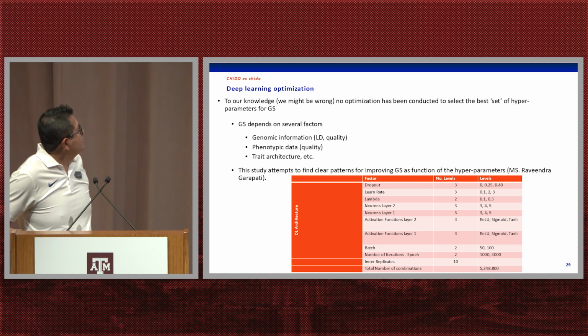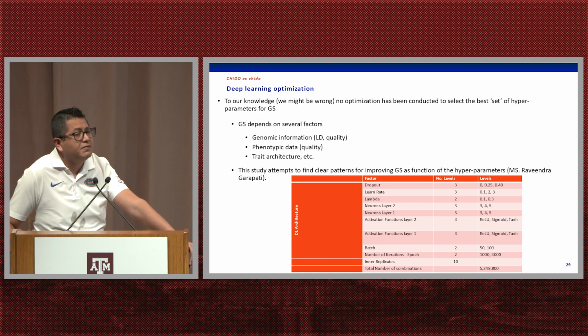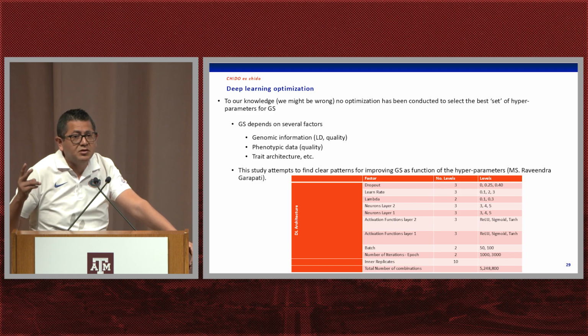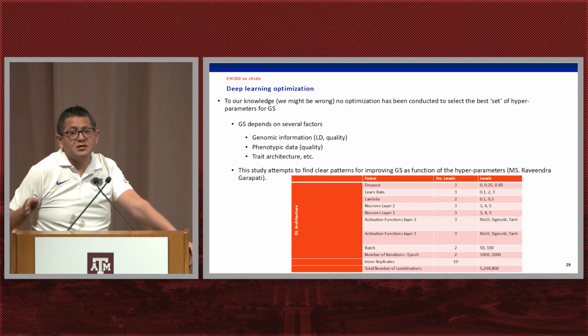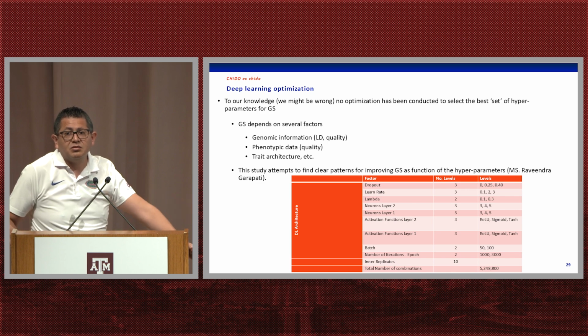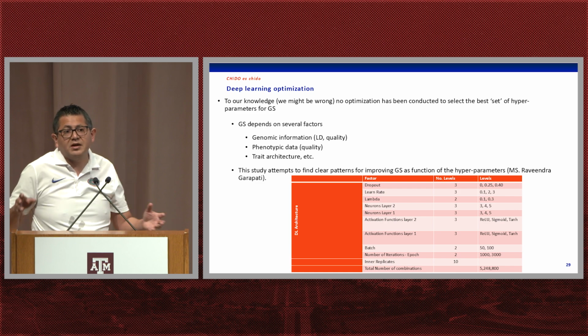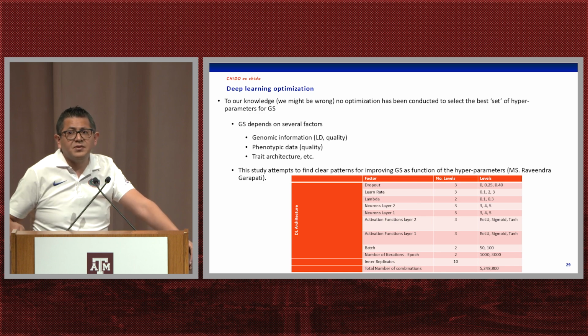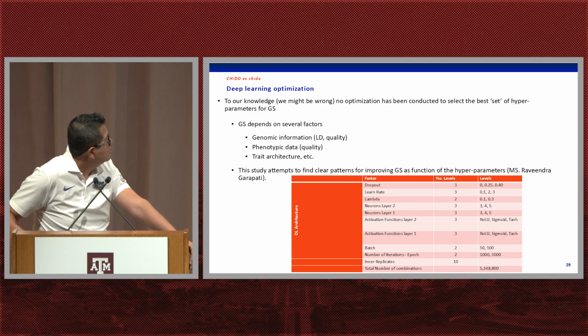So we have 3 levels for dropout: 0, 0.25, 0.4. Learning rate: 0.1, 2, and 3. Lambda, the regularization parameter, 2 levels. Neurons per layer: for each of the layers, we vary the number of neurons, 3, 4, 5 for each one. Activation functions: we vary the activation functions at different hidden layers, so we consider 3 activation functions, and we have a total of 9 different combinations. And batch size 50 and 100, epochs 1000, 3000, and we have inner replicates.